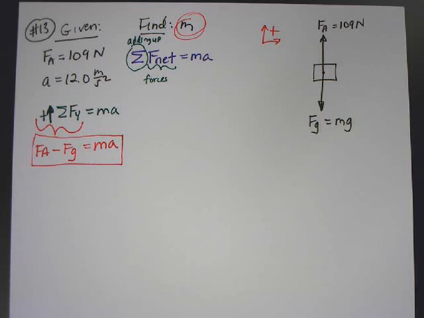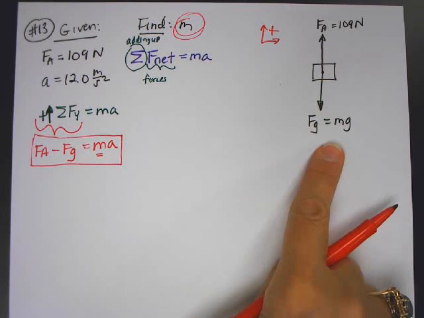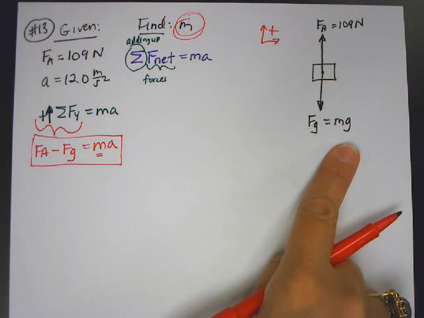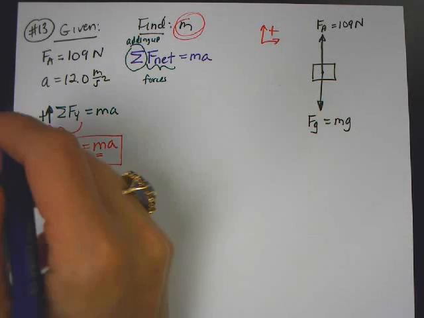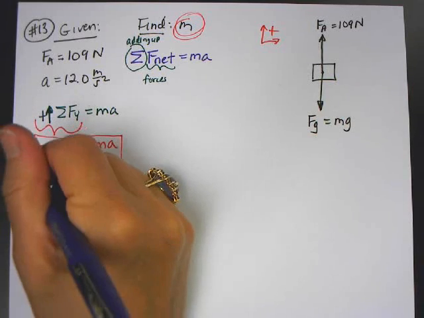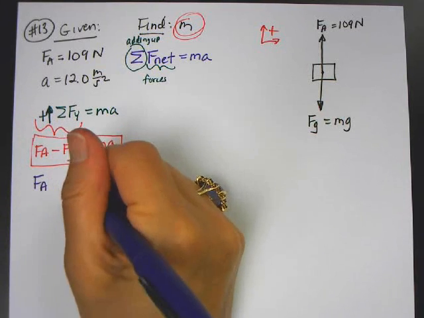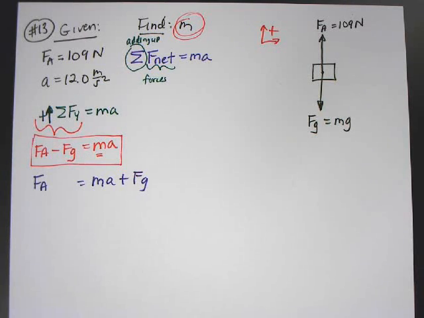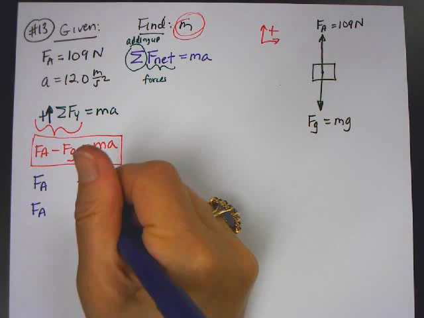Now what I can do is I see that I have M here, but F of G, you see how here I didn't calculate F of G? Why? Because F of G is what? M times g. So obviously I'm going to have to do a little algebra here and simplify. So I'm going to leave FA alone. I'm going to put the FG on the other side, so I'll have MA plus FG. All I did was add it to both sides. Now I know FG is equal to MG, so I'm going to simplify that.